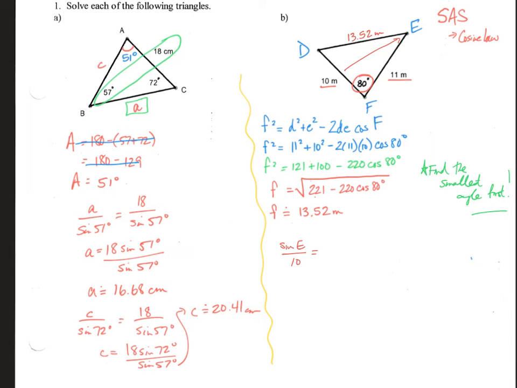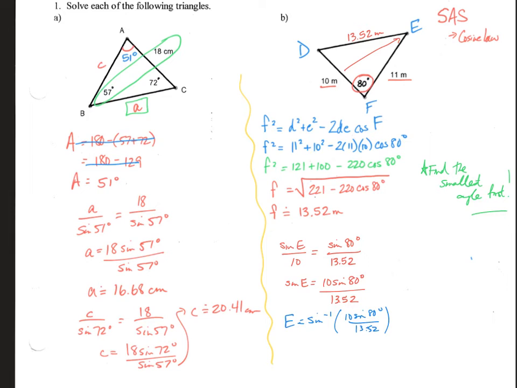So I'm going to use sine law and I'm going to put my angles on top. I know both of my f's, so I can substitute those in. And now I can get my sine E all by itself, which means multiply out my 10. And now we need to go backwards and find the angle. If you wish, you can include this line, that E is going to be the inverse sine of 10 sine 80 over 13.52.